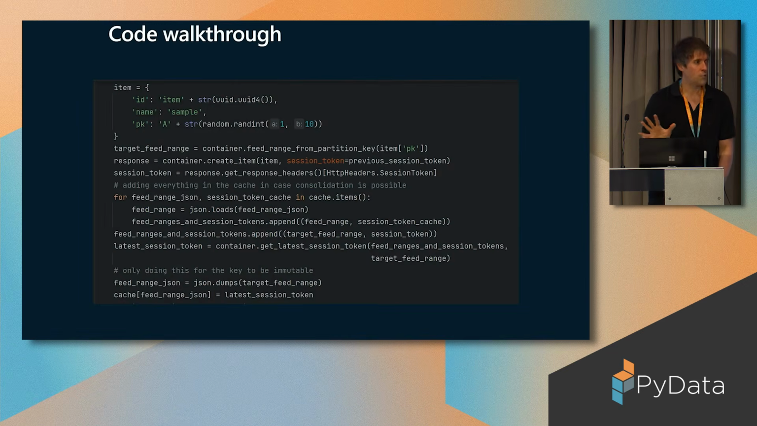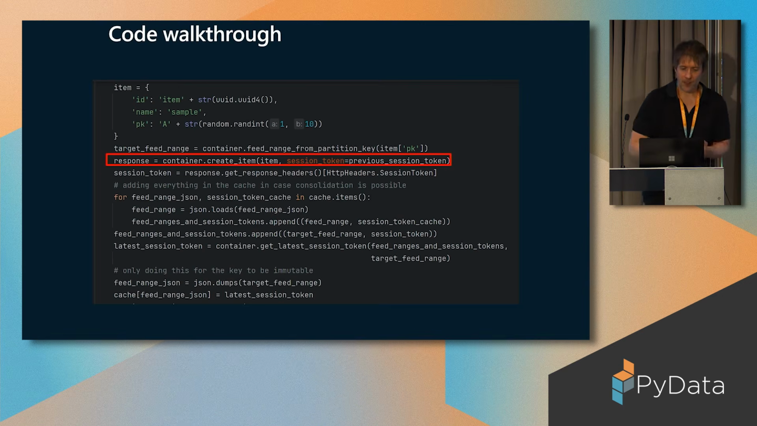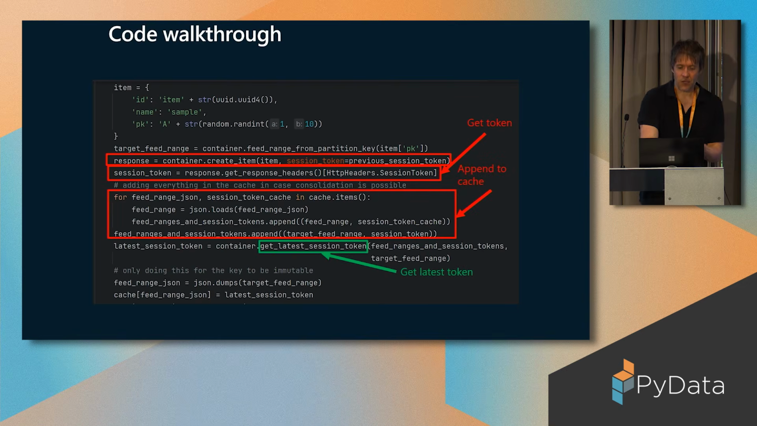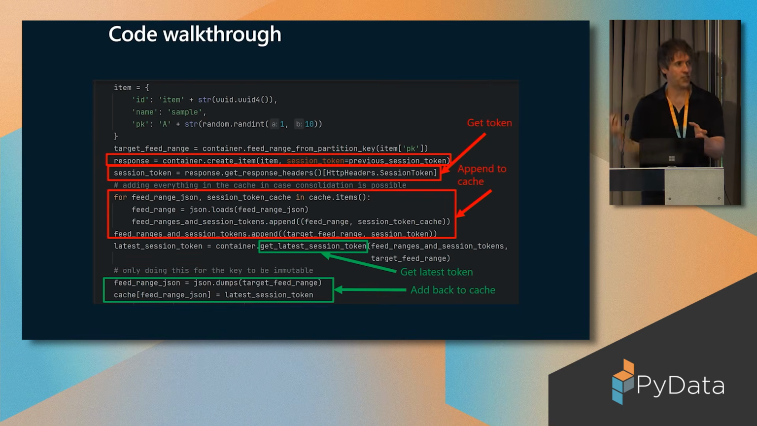Now, I'll admit this is more or less pseudocode. I wouldn't expect you to take pictures of this and go and implement this somewhere, but this is just to illustrate what they were doing. Typically they would create an item, using a previous session token that was stored in a cache. They would then get the session token from the create item that they've just done, which will be different coming back from the server. They add that to the cache, and then they use a convenience method that we added in the Python SDK to sort the latest token by looking at the LSN on the server to make sure that it is actually the latest session token, so they can add that back to the cache, and every other client can do the same thing, and they're always reading the same view of the data. Don't get me wrong, this is very advanced.